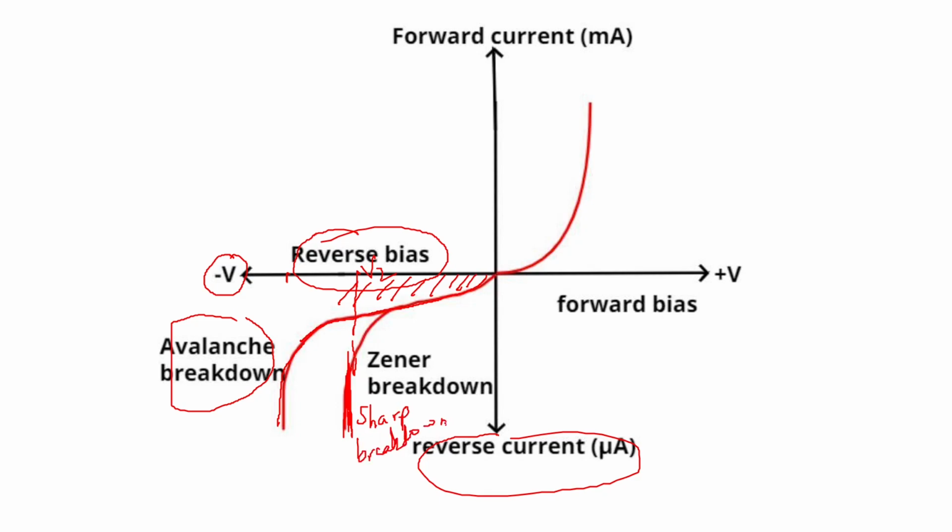So this feature makes the Zener diode usable as a voltage regulator. Voltage will be constant and current will go on increasing. Clear? So as a whole for this question, the answer is Zener and avalanche breakdowns.